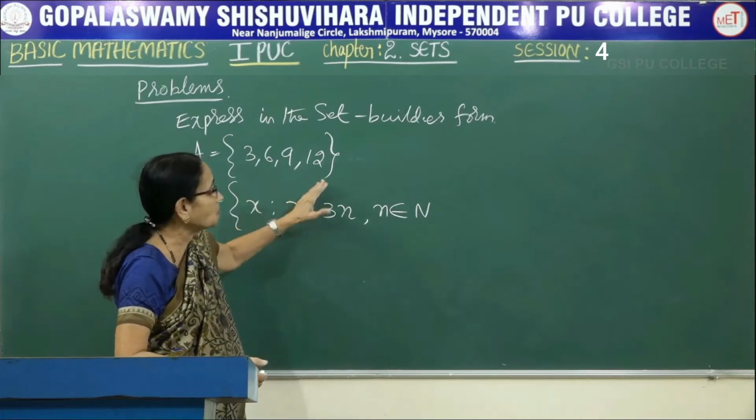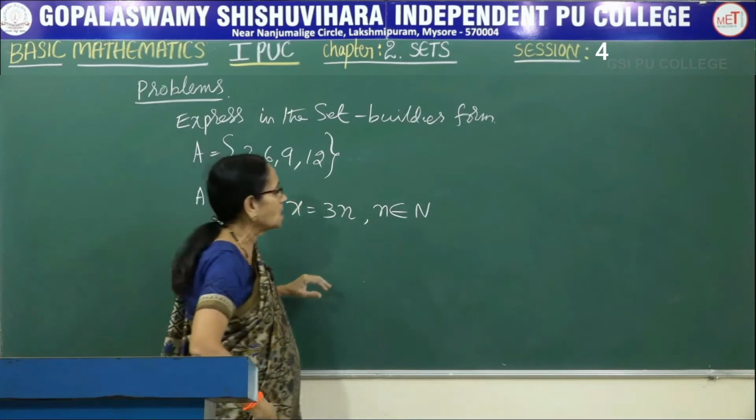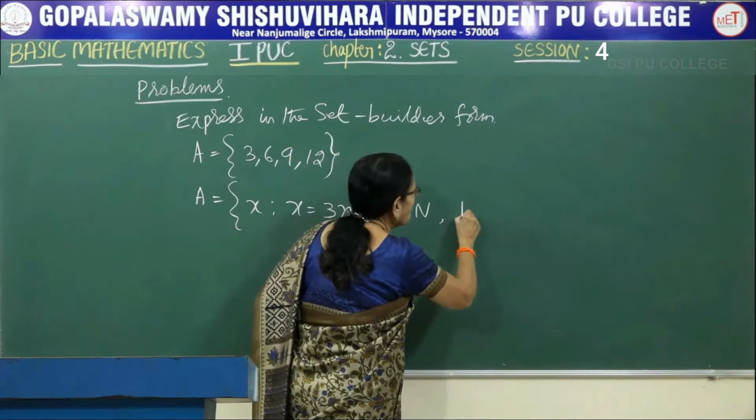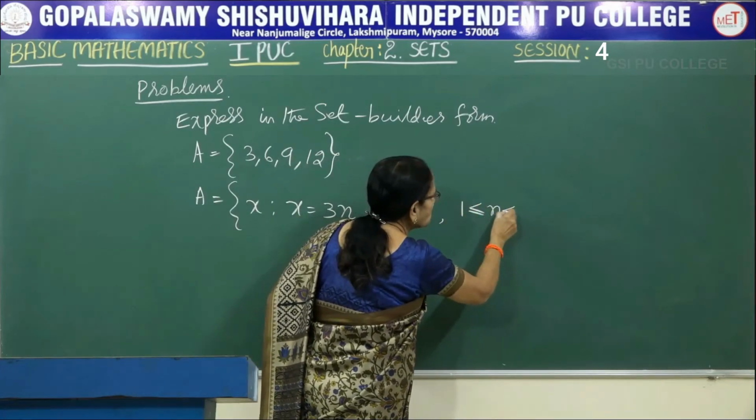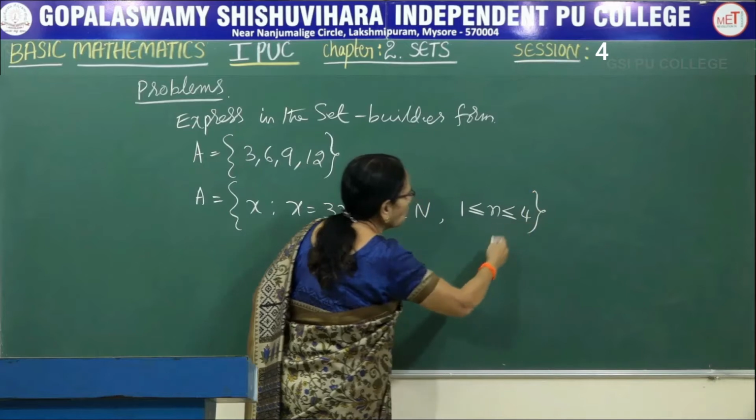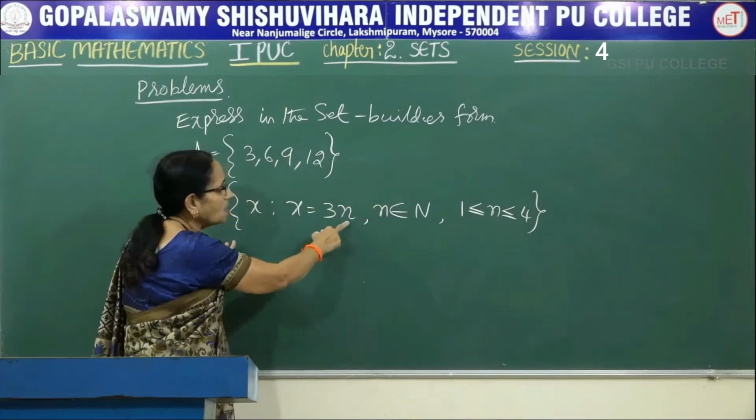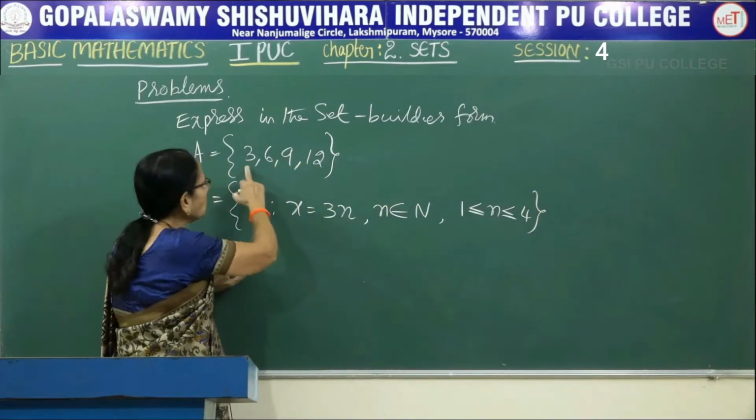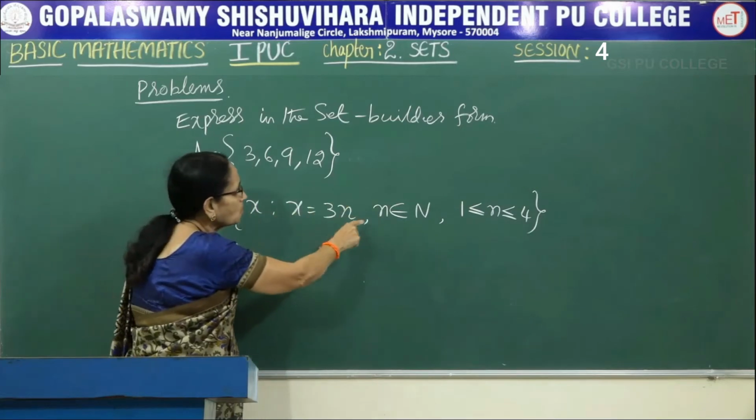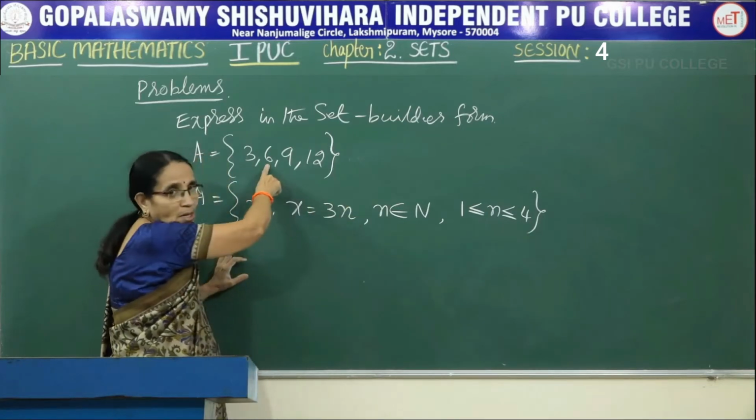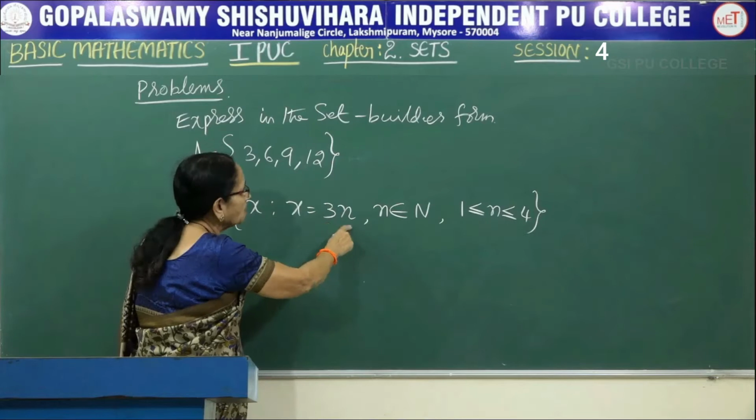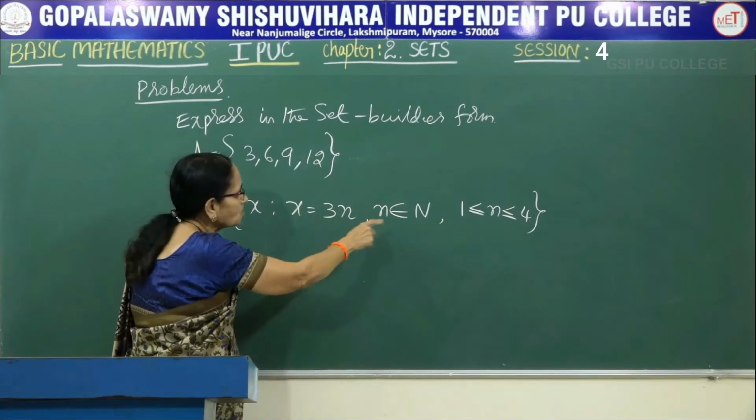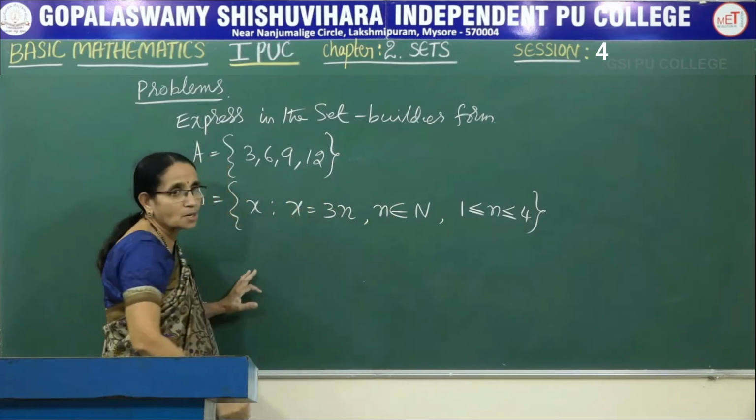But there is some restriction. We have got only 4 elements here. Therefore, you write 1 less than or equal to n less than or equal to 4. That means when n takes the value 1, 3 into 1 is 3. When n is equal to 2, 3 into 2 is 6. When n is 3, 3 into 3 is 9. When n is 4, 3 into 4 is 12.